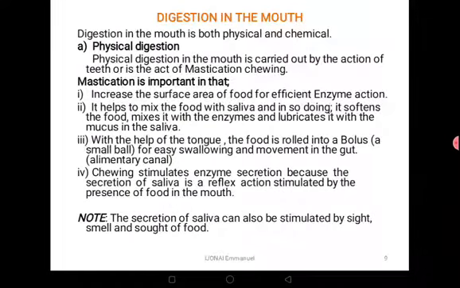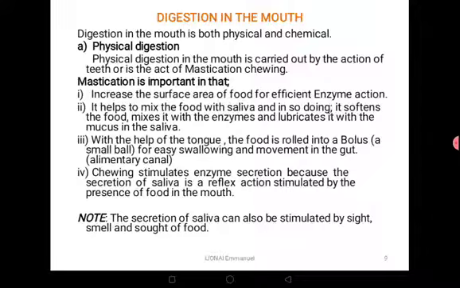So let's start with digestion in the mouth. I want to go now step by step to see what actually happens. So in the mouth, there exists both physical and chemical digestion. Physical digestion in the mouth is carried out by the action of teeth, in a process of chewing or mastication. As we said earlier, in the mouth there is chewing of the food, which is what we call physical digestion, breaking it down into smaller particles.